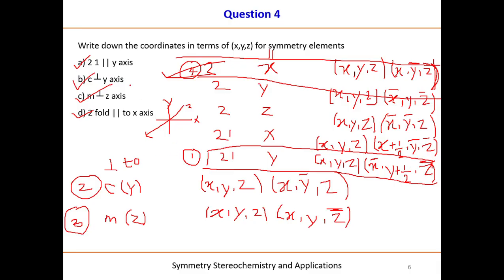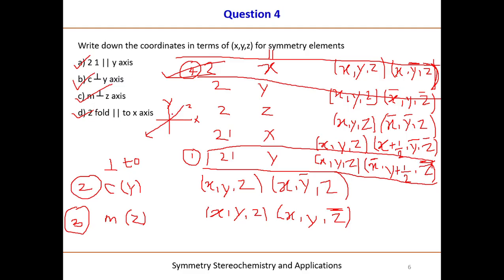Right. Now let's talk about the third one. M is perpendicular to z axis, that means a mirror plane perpendicular to z axis. Perpendicular to z axis means it will cut the z axis, so x and y will remain as it is. Only the z axis is going to change. Now, while talking about the fourth one, two-fold axis parallel to x axis.